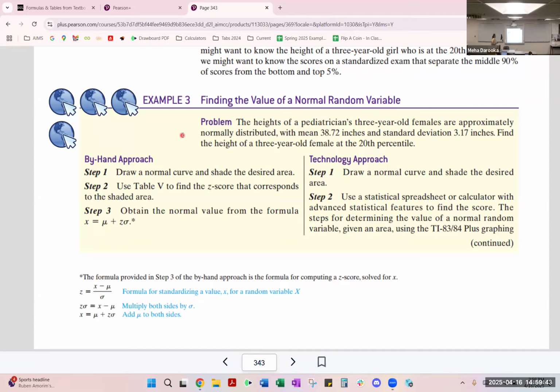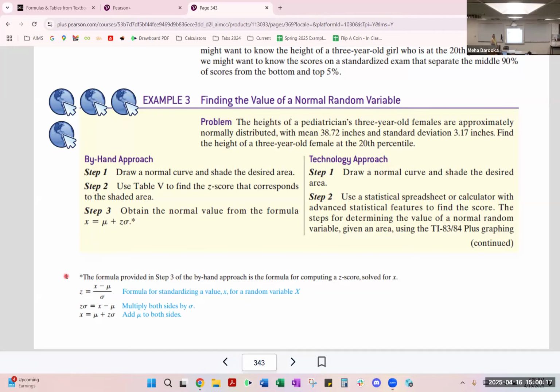They're asking us to draw the normal curve and shade the area. Now we'll be working backwards. They're asking us to use table 5 to find the z-score. So remember, in the examples we did on Monday, we were given the z-score and we were finding the percentile from the body of the table. But this time we are given the percentile and they're asking us to work backwards to find the z-score that would correspond with it. And then based on that, we obtain the normal value that's associated with that percentile.